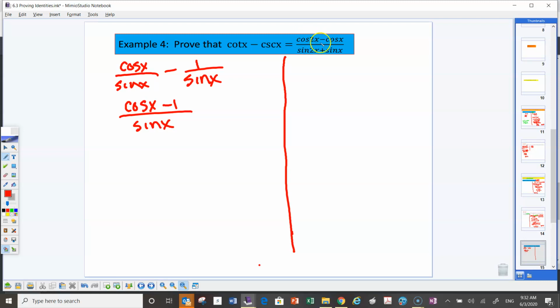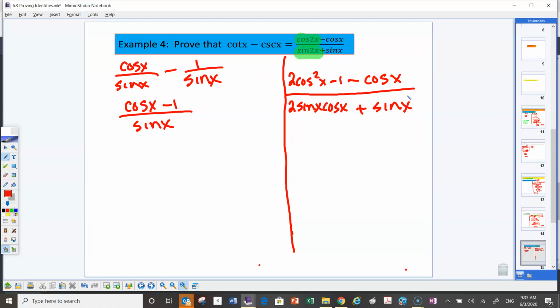Now on the right-hand side, I have double angle identities to deal with. Well, notice all I have is cos x's in the numerator here. So when I use my substitution for my double angle identity, I'm going to leave everything in terms of cos. So cos 2x becomes 2 cos squared x minus 1. And I'm still subtracting the cos x. And in the bottom, sine 2x is 2 sine x cos x. And I still have that plus sine x. So now I'm going to rearrange my numerator.